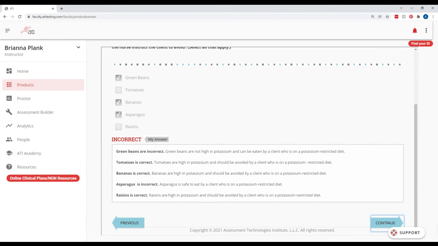Raisins are high in potassium. What is it that I was thinking about? Raisins have something else. Okay, so tomatoes, bananas, raisins.